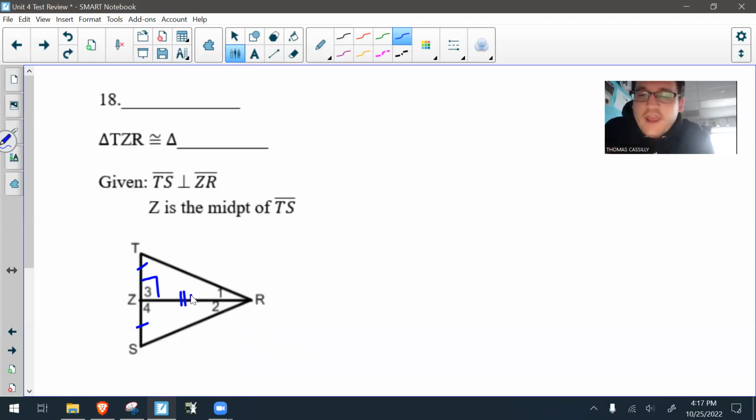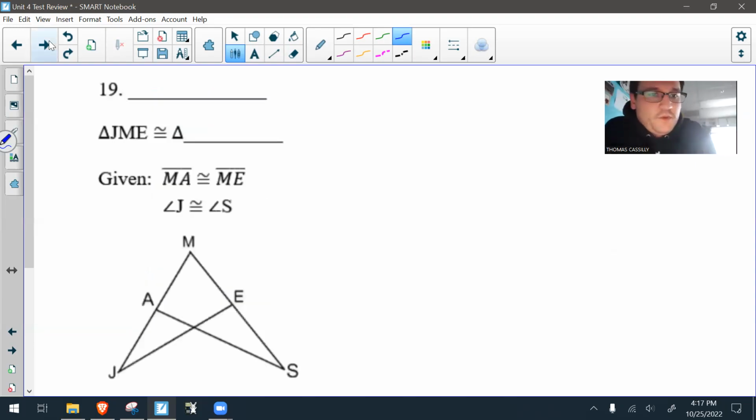So it's a right angle, but this one is not HL. TR is the hypotenuse, SR is the hypotenuse. We do not know if those are congruent. That's not part of our given information. So this is going to be one of those ones where it is a right angle, but it turns out it is side angle side, the SAS theorem. So we're going to go TZR is congruent to SZR. All right, that one's done.